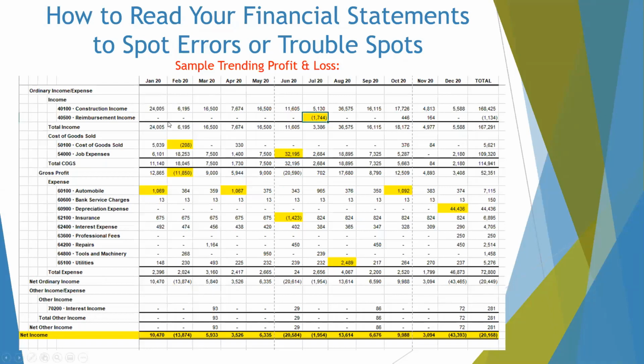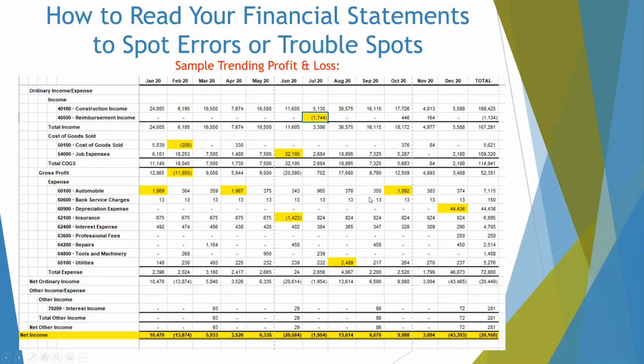So what I've done in here is I have highlighted some examples of things that stick out as errors. So negative number, a negative reimbursement income. Your income should not be negative. Okay, so we would have to dig into that and see what's going on and fix it. Cost of goods sold should not be negative. Over here, cost of goods sold was relatively consistent, and then all of a sudden it shot up to $32,000. Okay, that looks like a problem. It could be a trouble spot. It could be just an error. Okay, hopefully it's an error. Down here, automobile expense is pretty consistent, but it jumps up in a couple of these months, and so we want to take a look at that.